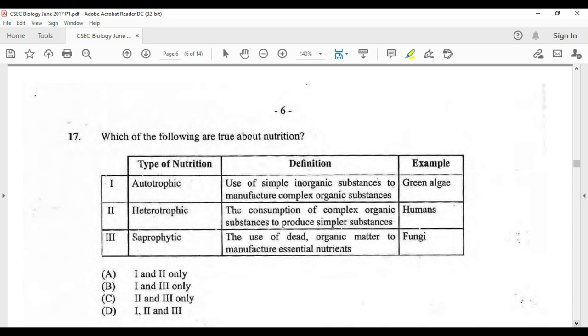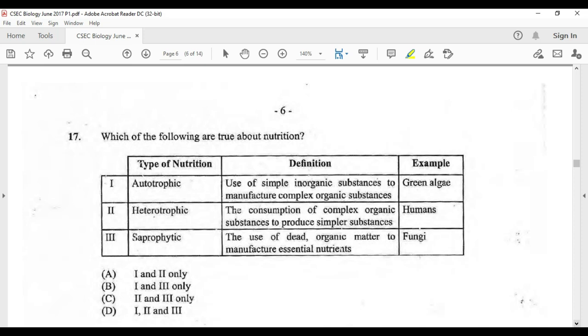Then we have heterotrophic nutrition, where these organisms tend to depend on the autotroph for food, and they consume some complex organic substances to produce simpler substances, like the reverse happening here.